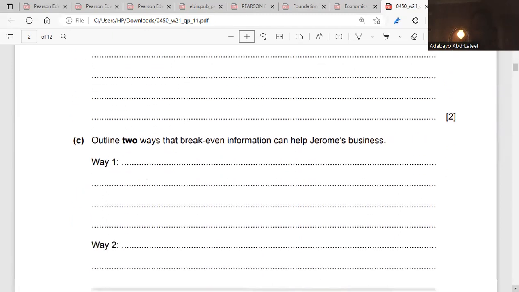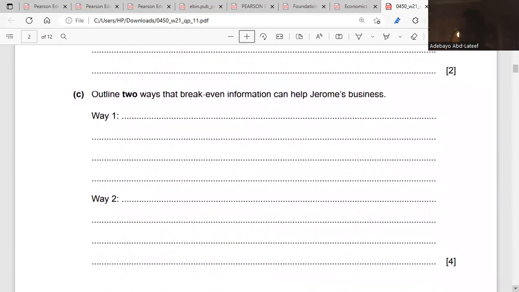C, outline two ways that break-even information can help Jerome's business. So when I talk about break-even, the advantages are, one, it allows you to know the output needed to reach break-even or profit. Number two, it also states the profit or loss that could be made at each level of output.